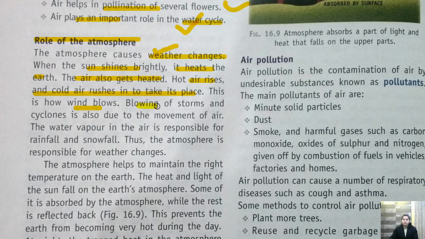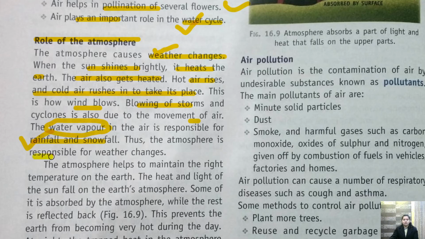Okay. Now, blowing of a storm and cyclone is also due to the movement of air. The water vapor in the air is responsible for rainfall and snowfall. So, जो water vapor present है atmosphere में, that is also present in the air और उसकी वजह से rainfall और snowfall होता है.